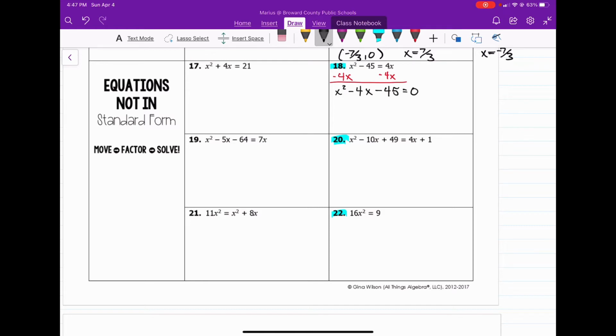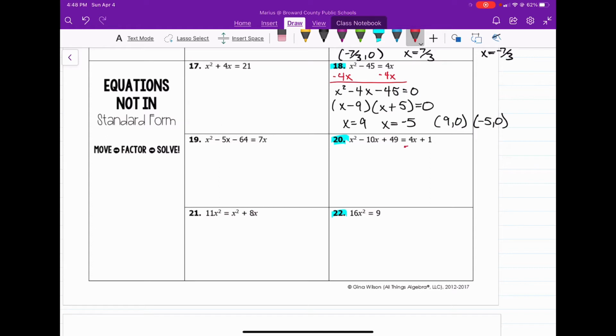Now that I have it set equal to 0, I can go ahead and factor. That's going to be x minus 9 and x plus 5 equals 0. Then I just set each one of those equal to 0 and solve for x, which gives x equals positive 9 and x equals negative 5. So my x-intercepts are 9, 0 and negative 5, 0. But the main thing we have to do before we can factor is set it equal to 0. We have to move everything to the left.